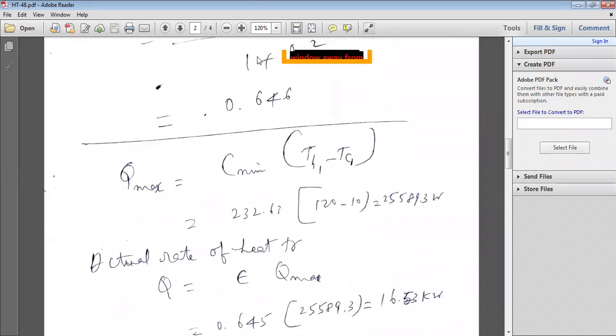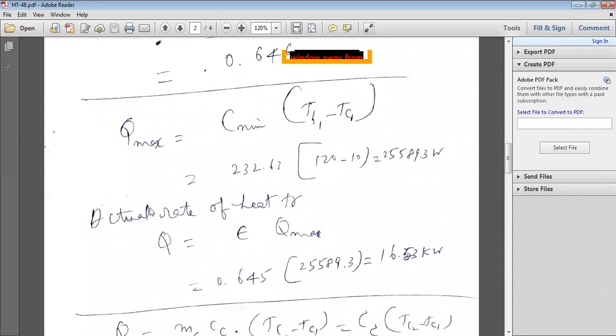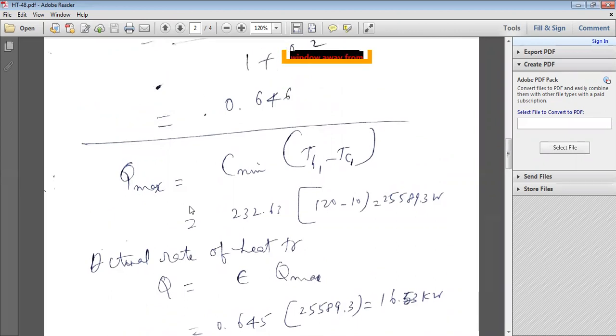All of you listen very carefully. How do you calculate actual heat transfer rate? With the help of epsilon, the effectiveness. Effectiveness is equal to the basic formula Q actual by Q max. From that, actual heat transfer rate Q actual is equal to effectiveness into Q max. That's why you require Q max. First calculate the maximum heat transfer rate, Q max.